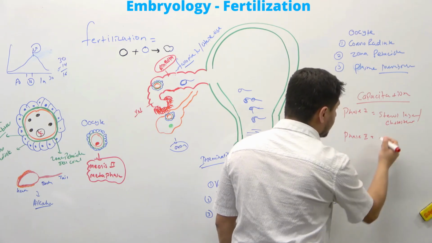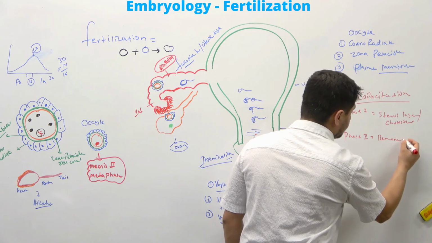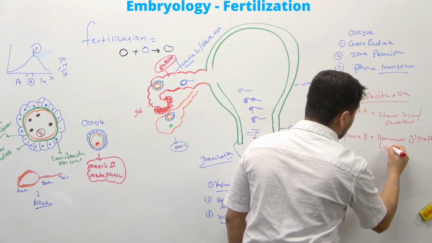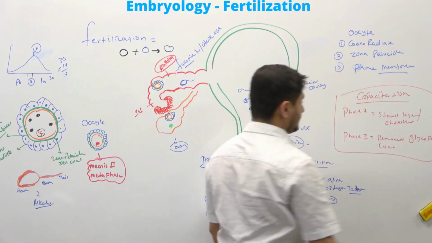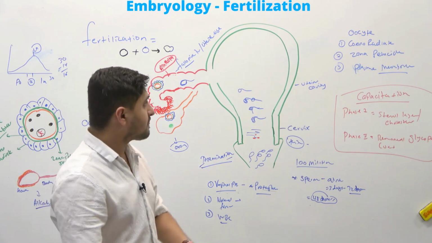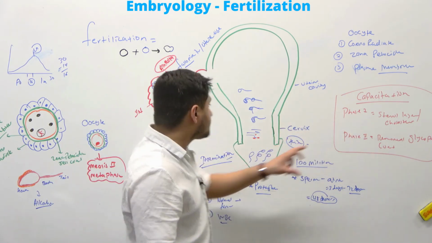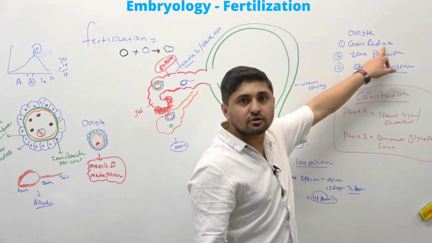And on top of that, the removal of this glycoprotein coat is what is called capacitation. And that needs to happen for the sperm to penetrate through the corona radiata.